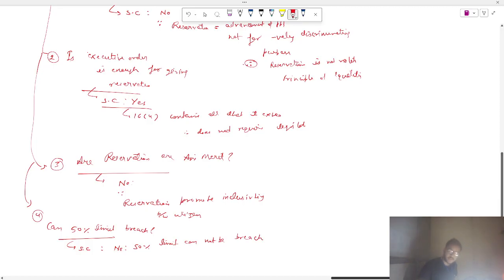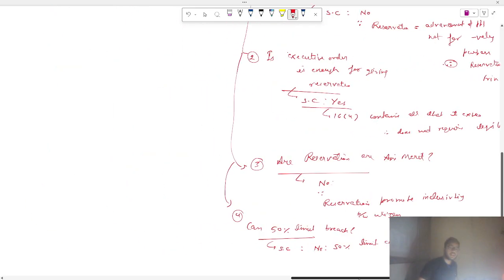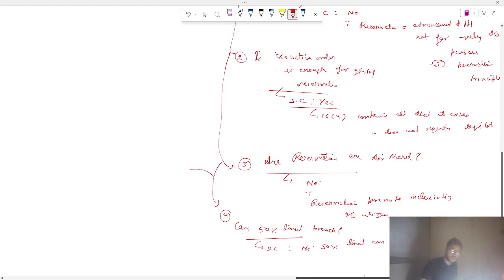And we have discussed that 10% reservation has been provided for the economically backward class. So basically reservation has been given on the basis of economy, not on the basis of backwardness. So another question has been asked, is the 10% to EBC violated? Then the Supreme Court stated yes, because reservation can't be given only on the basis of economy.